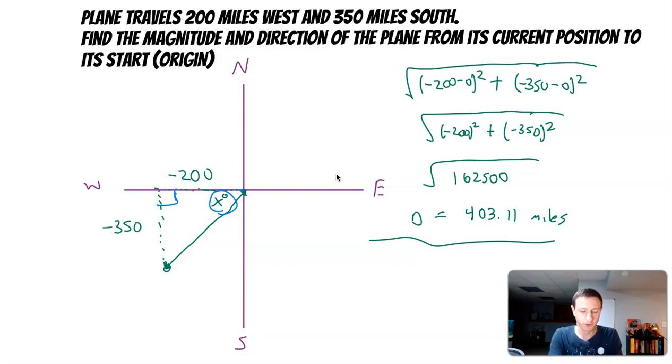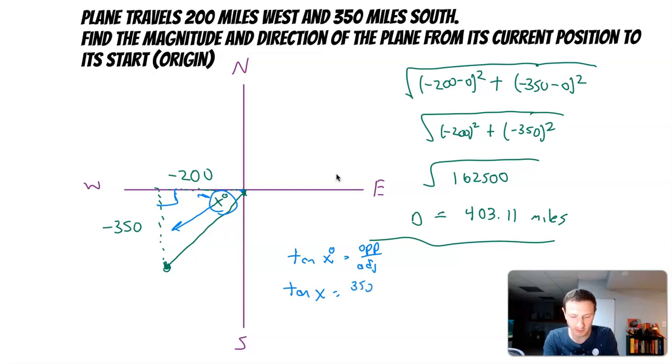So we want to figure out which trig function we want to use. We have this angle, this is the opposite side and the adjacent side. So what trig function are we going to use? We're going to use the tangent. So we're going to set up the tangent of x, or just x degrees, is the opposite over the adjacent. So tangent of x is going to be positive because negative over negative is positive. So the opposite side is 350 over the adjacent, 200.